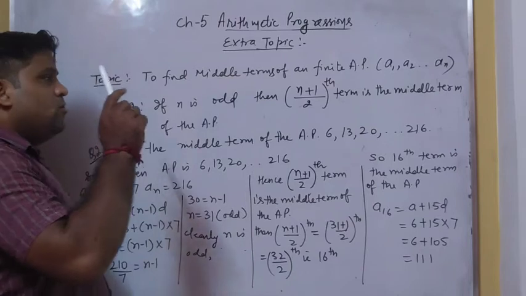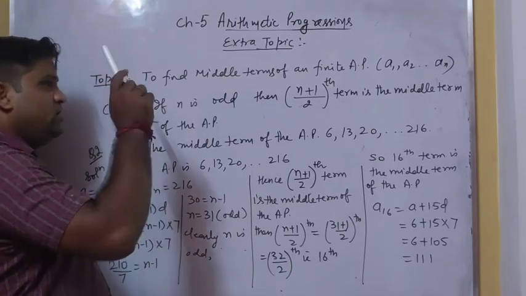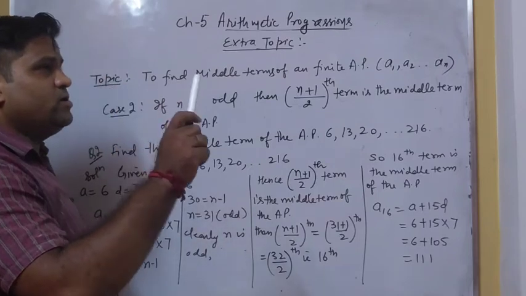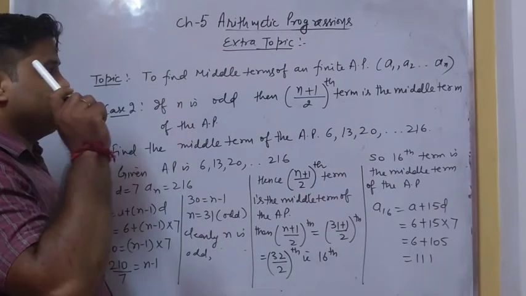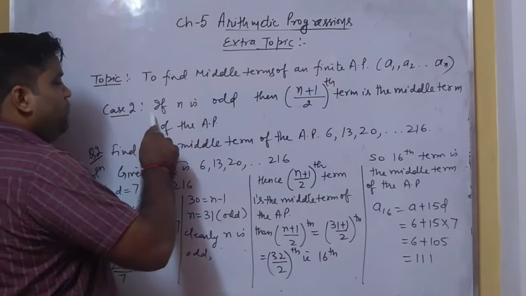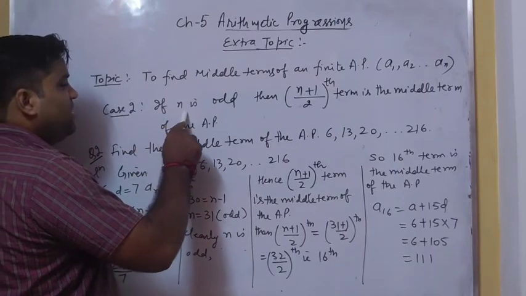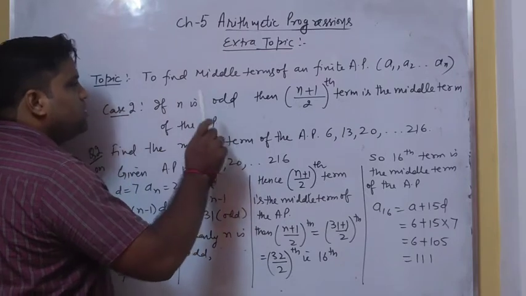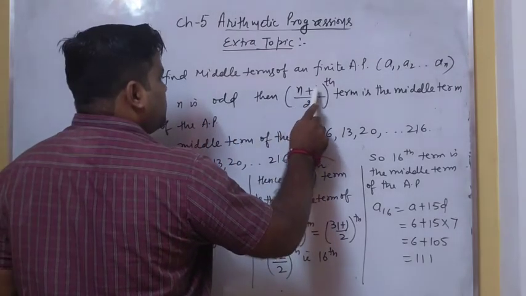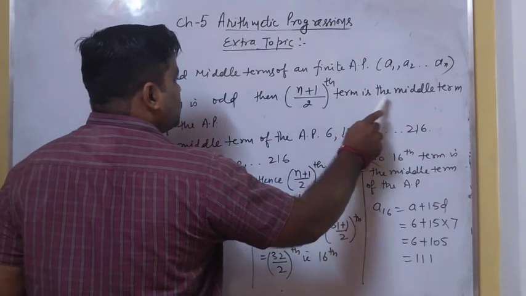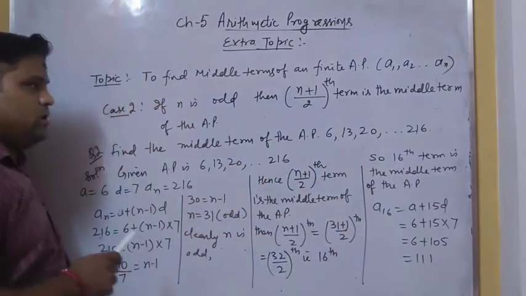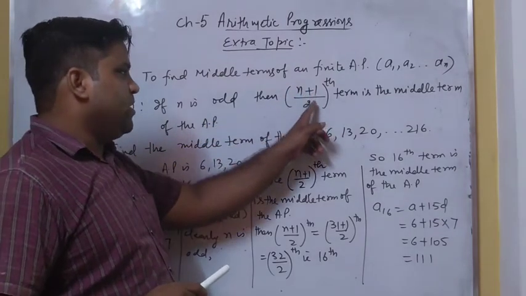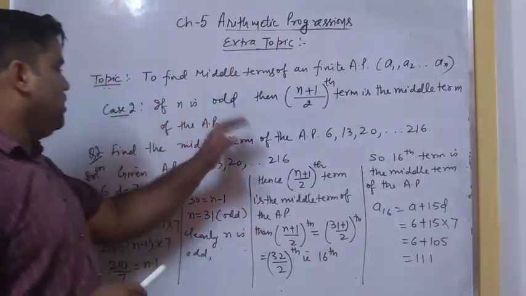In the last case, we found that when n is even, the middle terms were given by the n by 2th and n by 2 plus 1th terms. In this case, if n is odd, meaning the number of terms in an AP is odd, then the n plus 1 by 2th term is the middle term of the AP. Here when n is odd, then the n plus 1 by 2th term is the middle term of the AP.